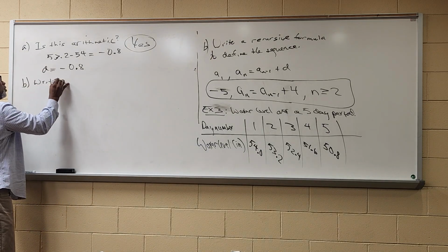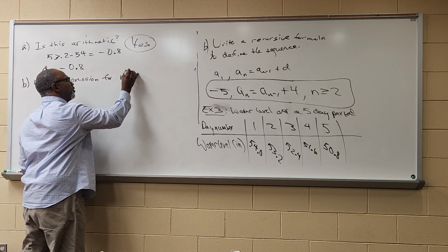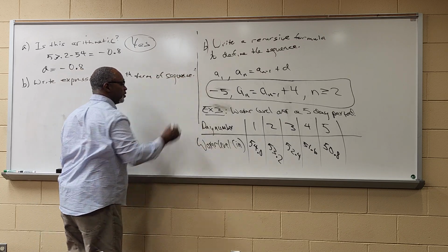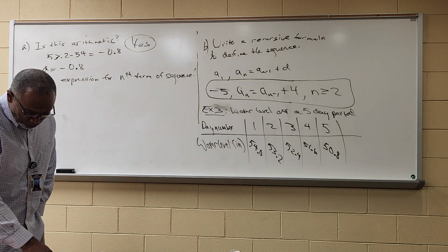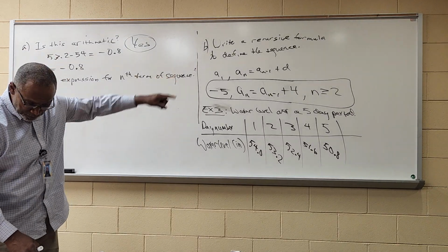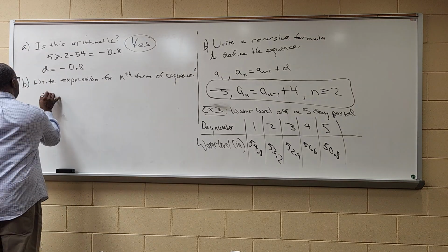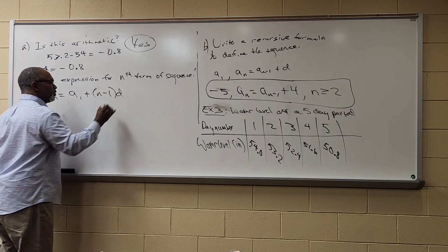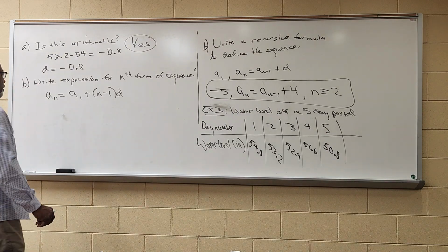B, write an expression for the nth term of the sequence. Well, we want to use that other formula. AN equals, this was the formula I gave you when I wrote the definition for an arithmetic sequence. AN equals A1 plus N minus 1 times D.